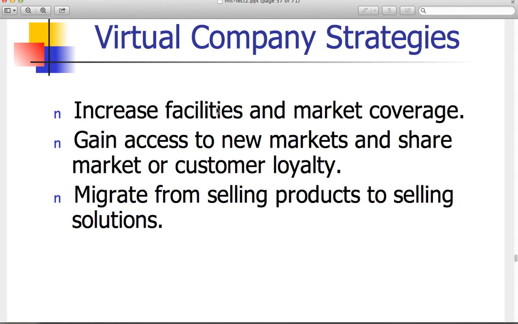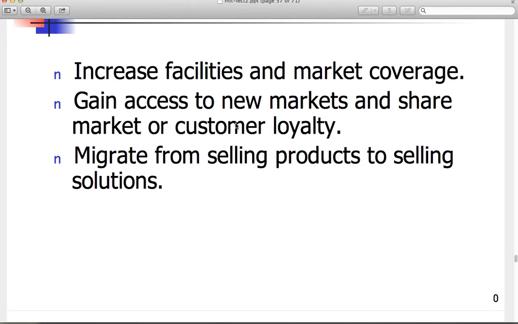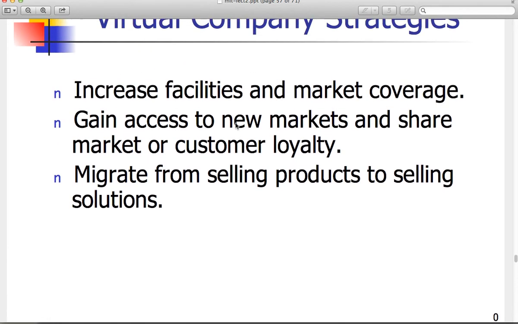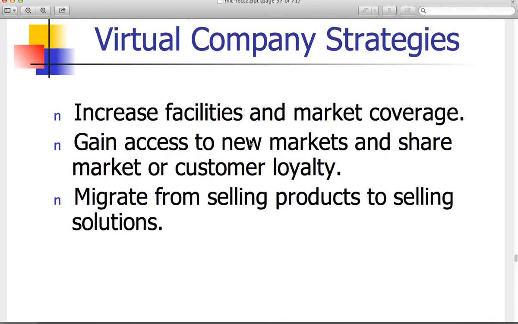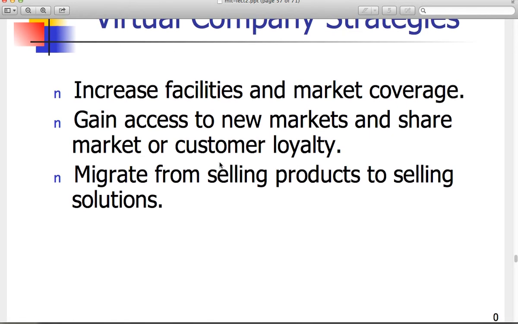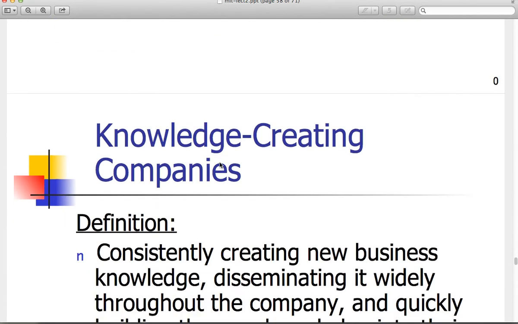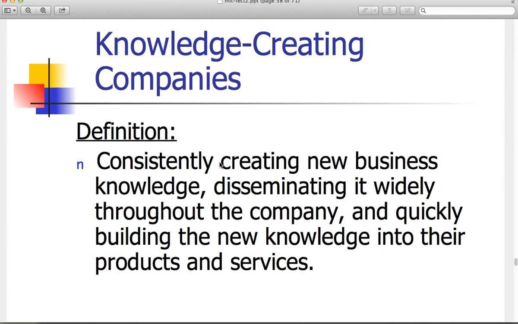So increases facilities and market coverage, obviously. Gain access to new markets, share market or customer loyalty. Migrate from selling products to selling solutions. So it's kind of like how you get parts and pieces that are part of a quality product. You share in the customer's appreciation of that product. Like the car stereo that's in the BMW. So they're going to profit from the customer loyalty of wanting to buy that product in the next generation when it comes out, because they know the quality from previous experiences.